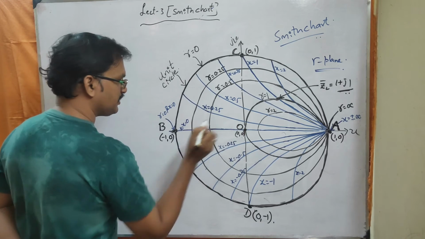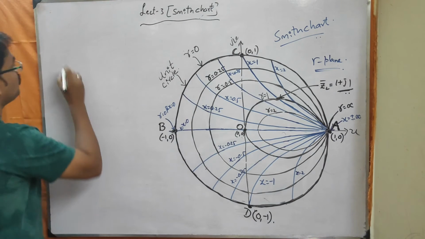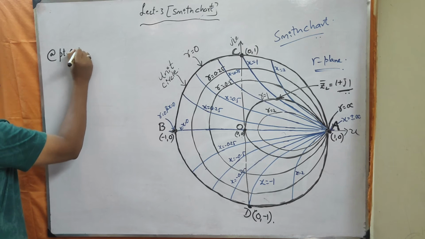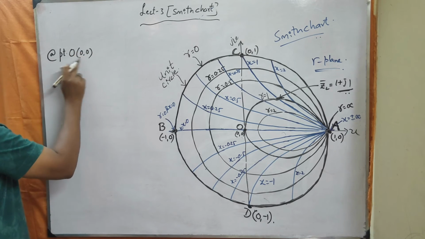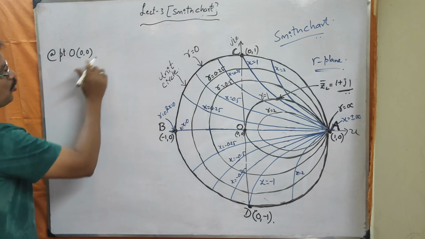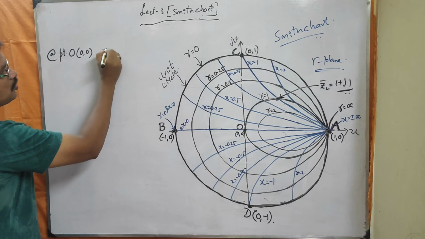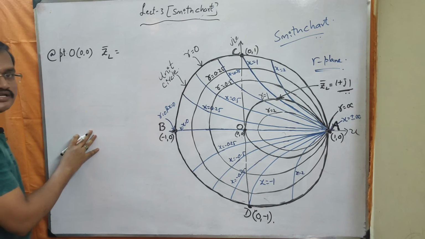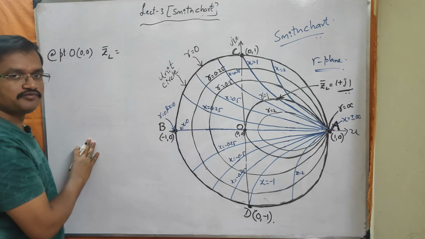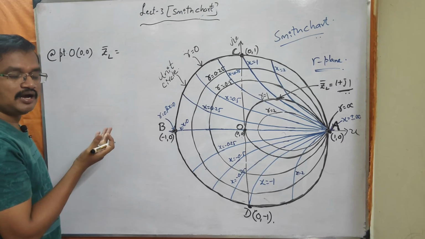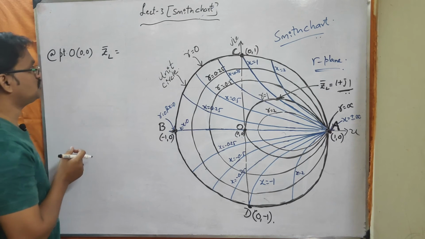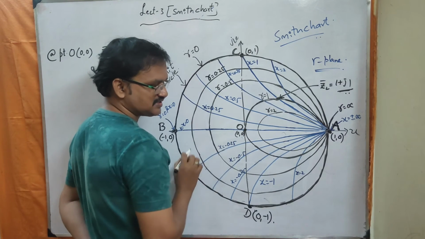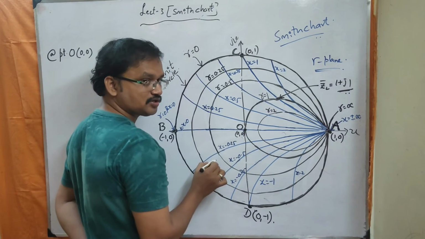Okay, now first let us consider the origin. So at point O of 0, 0, that means at origin, what is the load impedance value here? See, how to represent load impedance? It is the intersection of resistance circle and reactance circle. Understood? Okay. So at this origin, what is the resistance circle that is passing through 0, 0 here?